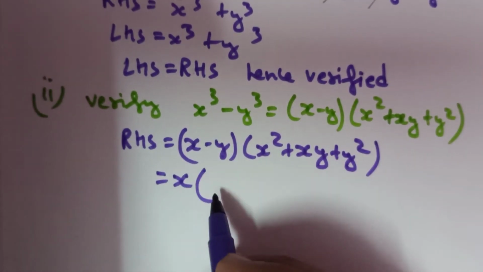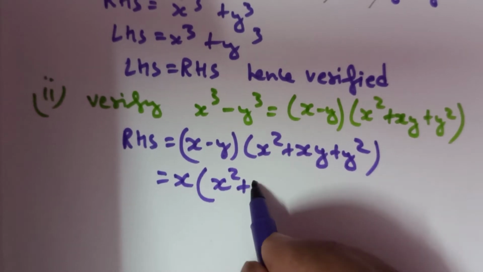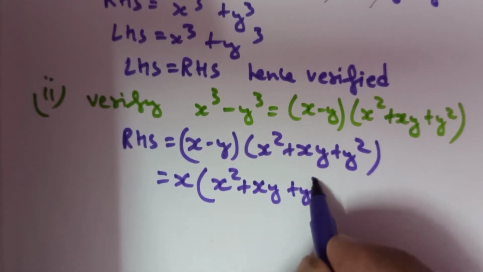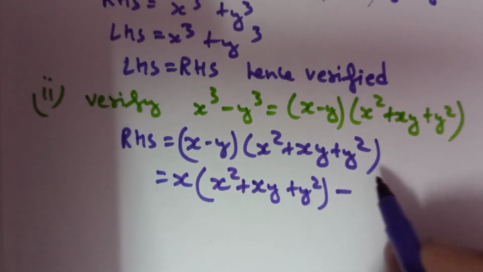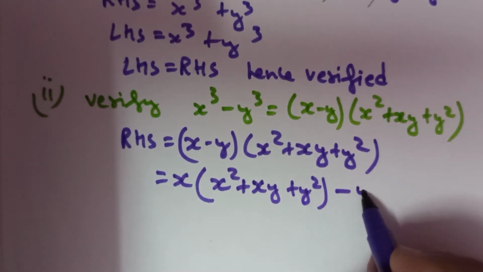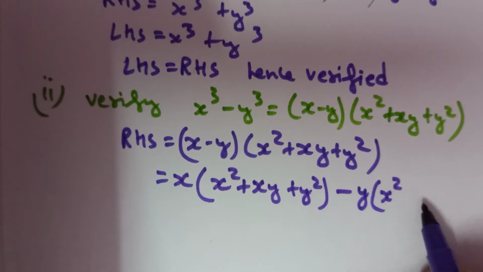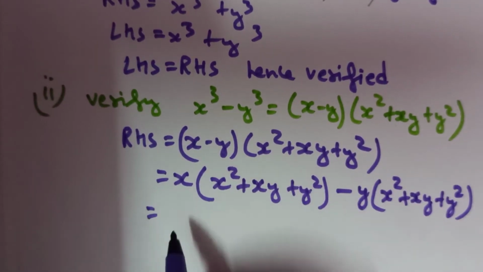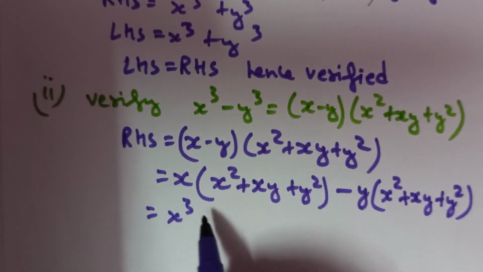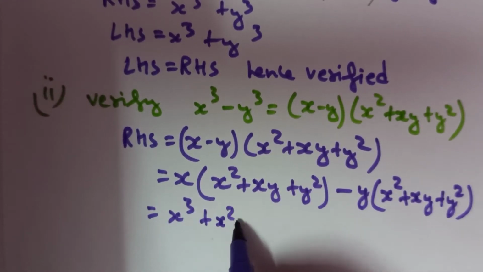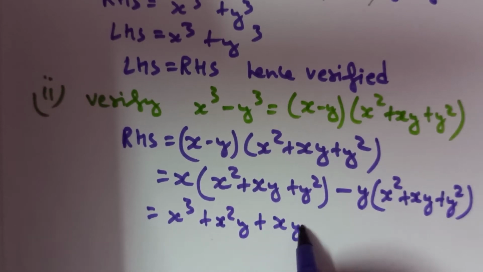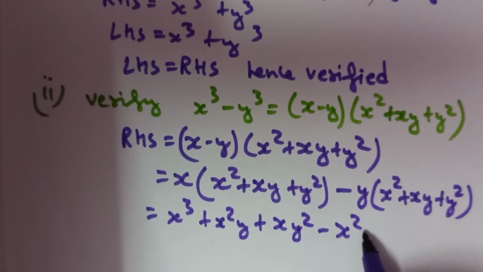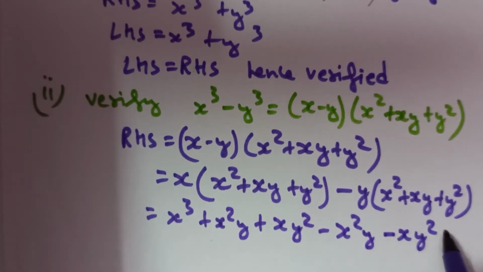x will be taken outside, x multiplied by the second factor, minus, since there is a minus sign between x and y, so now it will be a minus sign here, and y into x square plus xy plus y square. So again solving, we get x into x square is x cube, plus x square y plus xy square, minus x square y, minus xy square, and minus into plus is minus y cube.